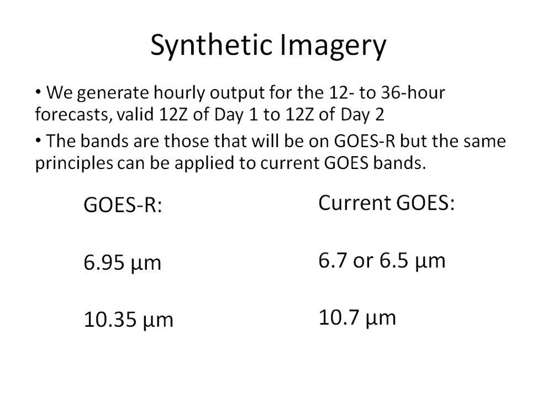Remember, the model is run once a day at 0Z. Hourly output for the 12 to 36-hour forecast, valid 12Z of day 1 to 12Z of day 2, is made available. The bands are those that will appear on GOES-R, since the project is based on demonstrating products that will be available on the GOES-R satellite, scheduled for launch around 2015. The bands are very close to those found on the current GOES satellites, so that the principles discussed in this training session readily apply to operational GOES satellites of the present. We'll be talking about the water vapor band and the IR band.